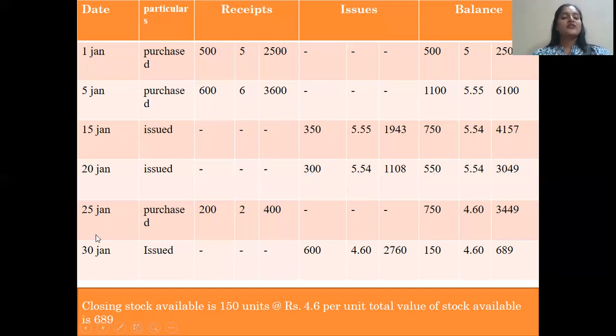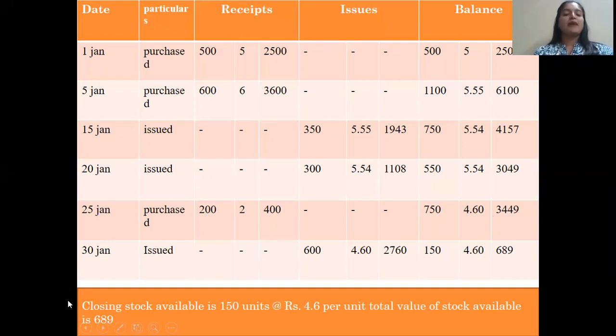Next, on 25th, we have purchased. How many units were purchased? 200 units were purchased. So 200 into 2 is 400. Now, 550 plus 200, you are going to get 750. And 3049 plus 400, you are going to get 3449. Now, you need to calculate the cost per unit. 3449 divided by 750. You are getting 4.60.